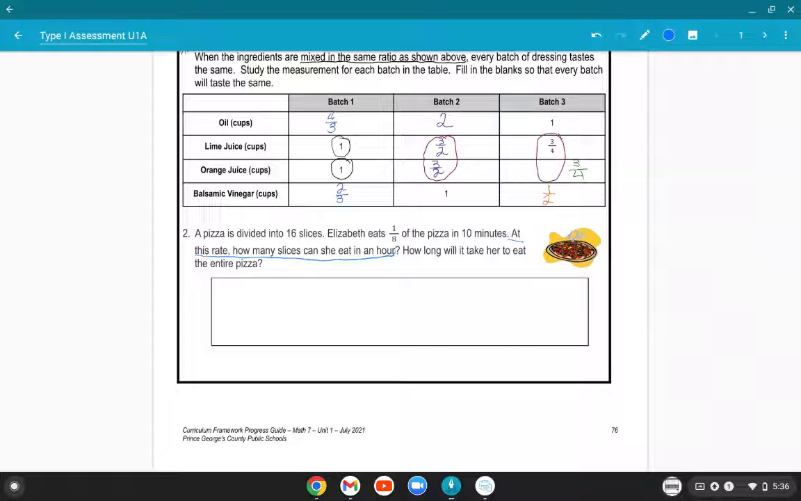Now, we have 16 pizza slices times 1/8. Unlike dividing fractions, when multiplying fractions, I multiply straight across. 16 times 1, 16. 8 times 1, 8. 16 divided by 8 is 2. Okay? That means she can eat 2 slices in 10 minutes.